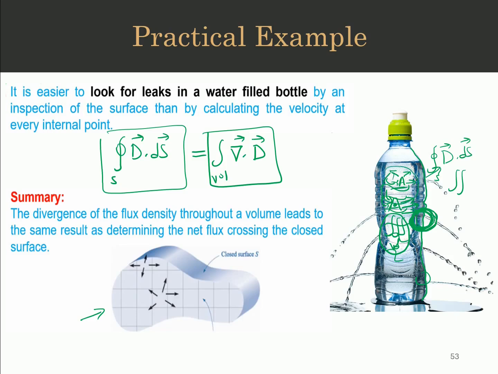So this is how we can apply these two portions of the divergence theorem to get the same answer. If you want the answer on the surface, you can apply the double integral. If you want the answer in terms of volumetric analysis, then you can apply the triple integral as shown over here. So in summary, the divergence of the flux density throughout the volume leads to the same result as the net flux through the closed surface.